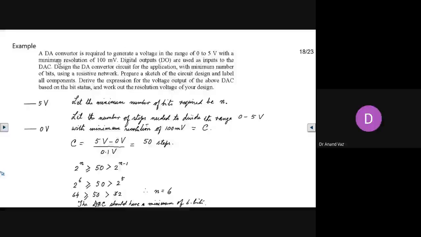Yes, but we are working it out for a minimum resolution of 100 millivolts. That means we should be able to produce, by the smallest step increment, a resolution which is less than 100 millivolts, not more. It is a minimum resolution. Okay, so what is the smallest voltage that can be produced?